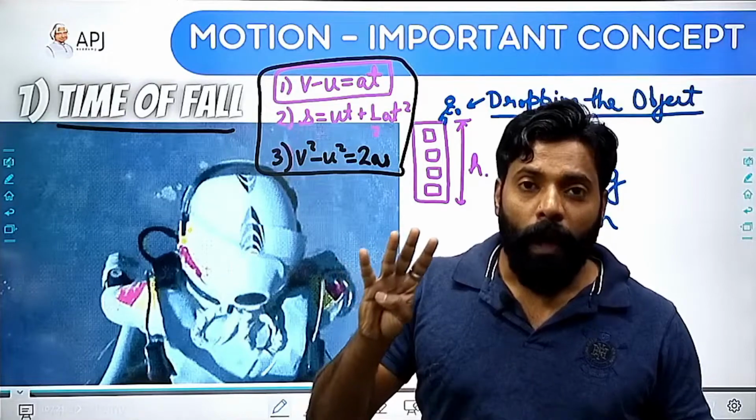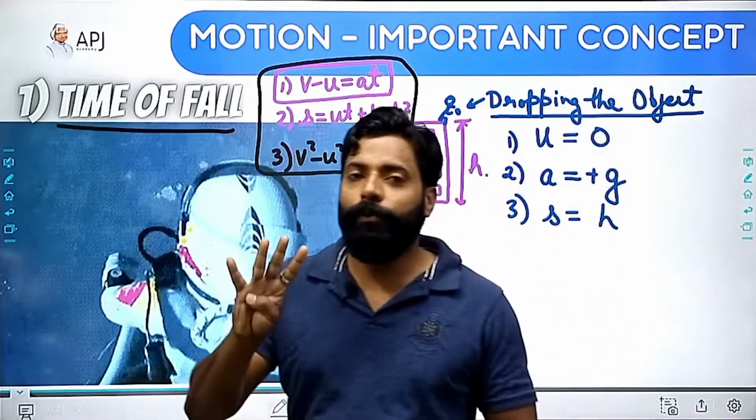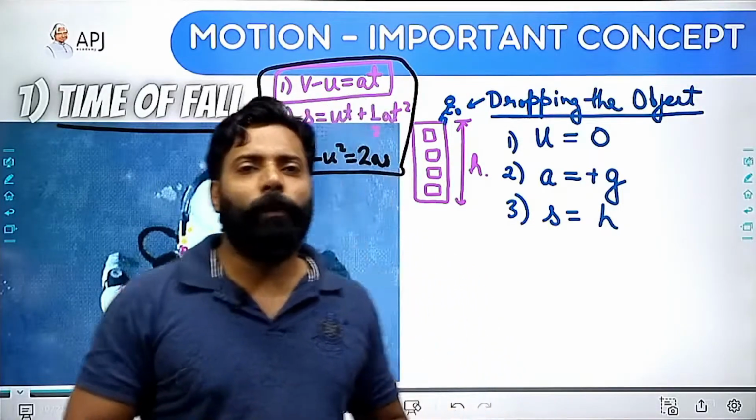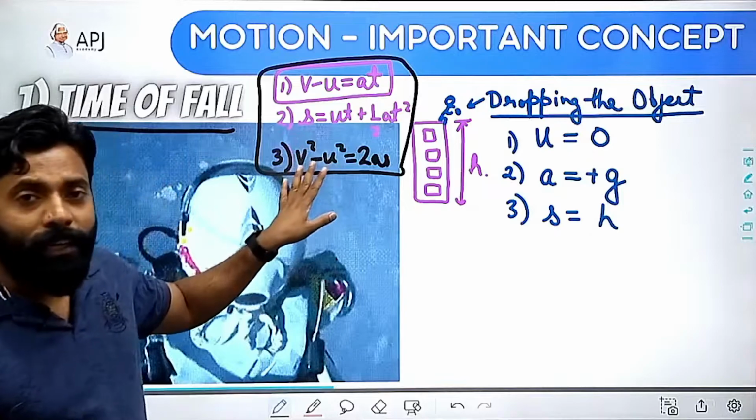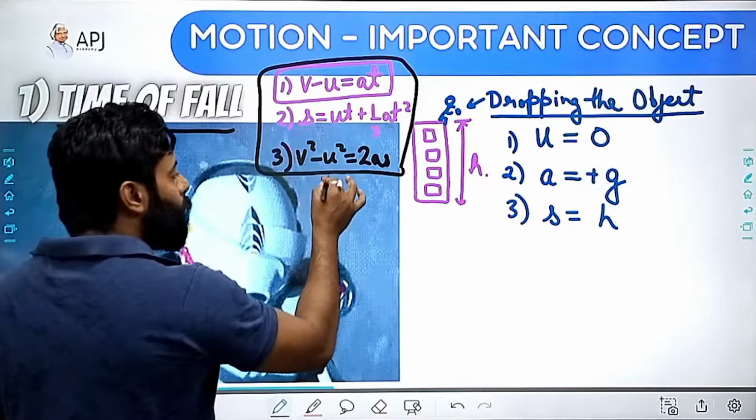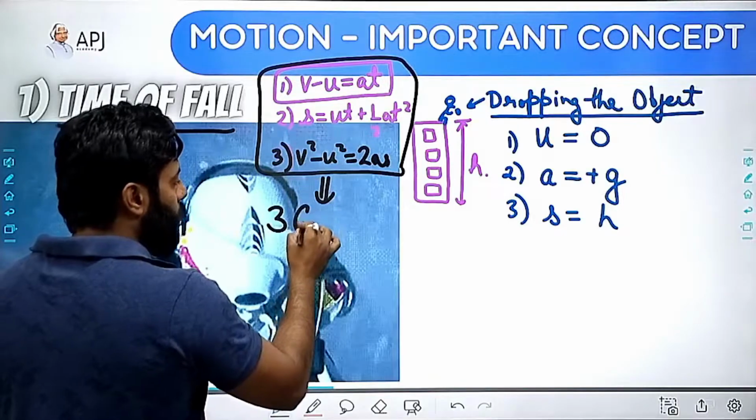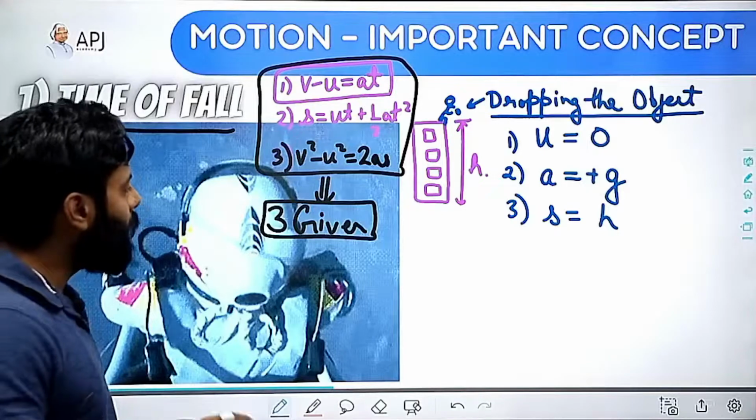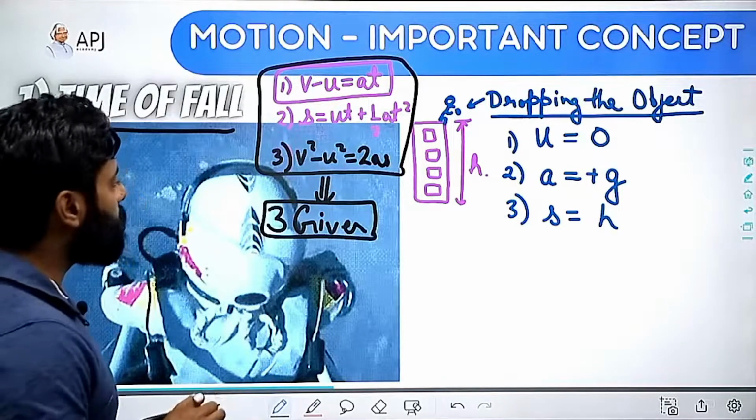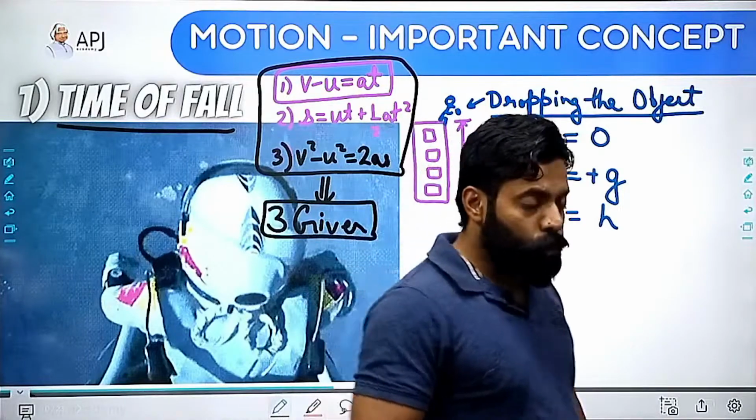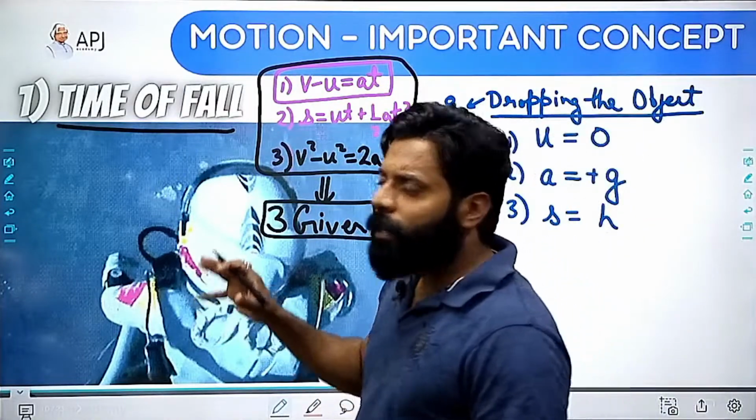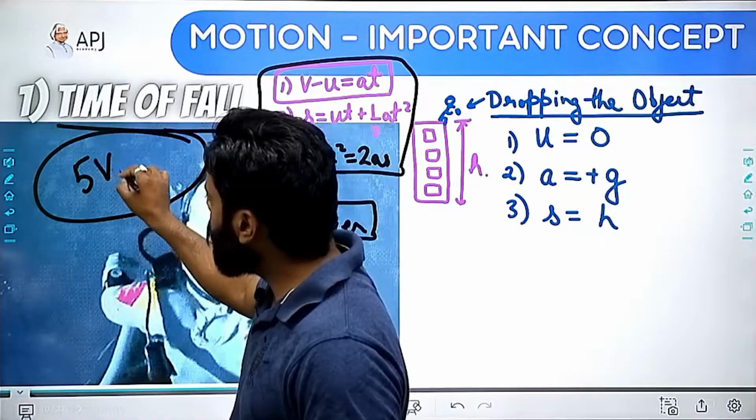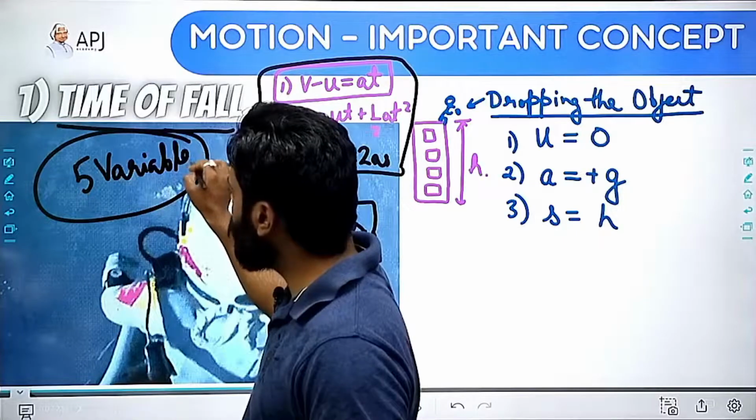If you have to solve an equation containing four variables, then what is required from the question is that three things must be given in the question, otherwise we won't be able to solve. So three given things must be there. Only then can we solve the numericals. The other thing we need to know is how many total variables are there. There are only 5 variables in equations of motion.